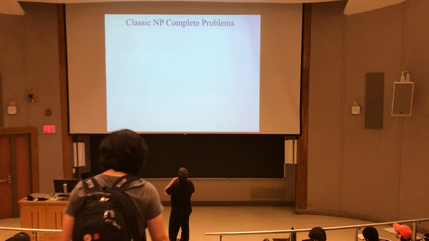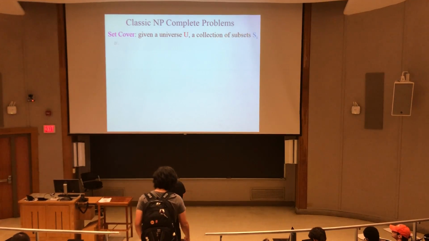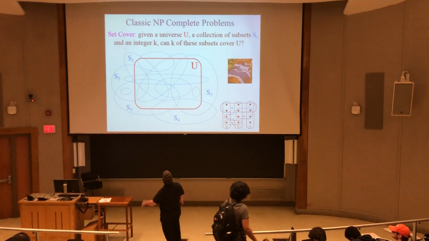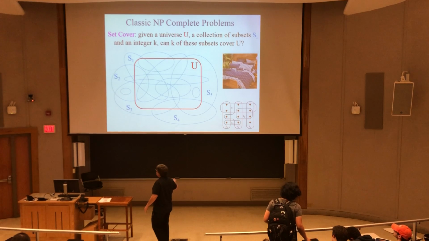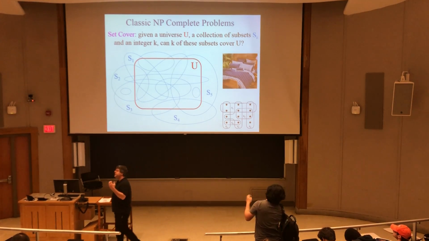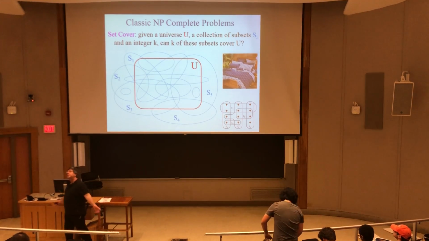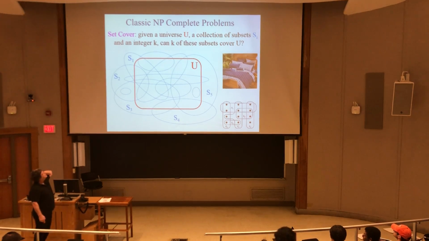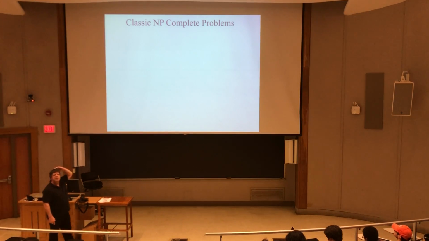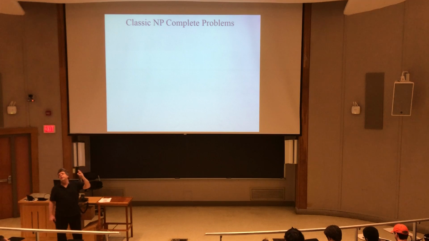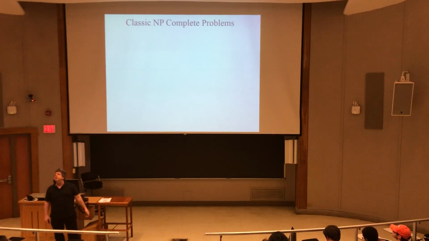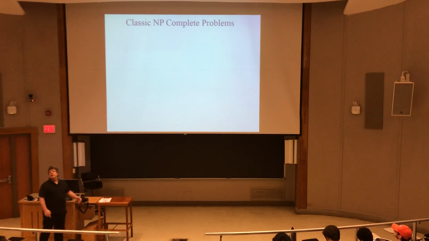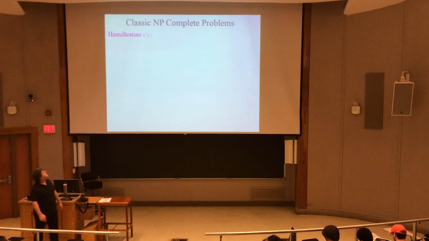So other problems are NP-complete: set cover. Given a universe of objects and a bunch of subsets, is there a collection of k subsets that together cover the entire universe of objects? NP-complete. Again, these are all parts of Karp's paper. He showed that about 20 problems or so, 21 problems, are all NP-complete, and I'm just showing you a sampling of a few of them.